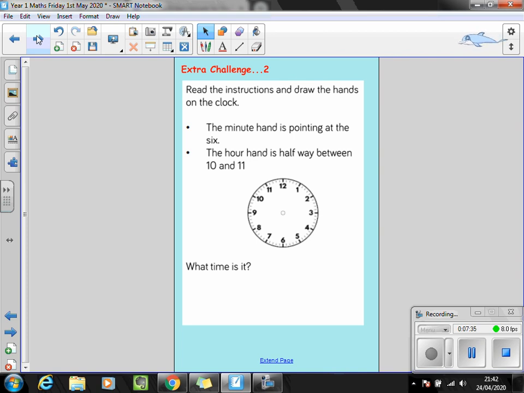What time is it? Maybe you can finish today by asking your adult to give you some more of these types of questions, giving you clues for you to then work out the time. And if you really want to challenge yourself, maybe they can give you some half-past times to make and some o'clock times to make to practice everything you've learnt this week so far.